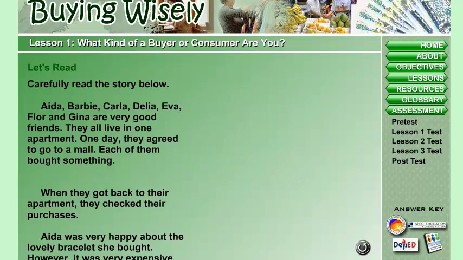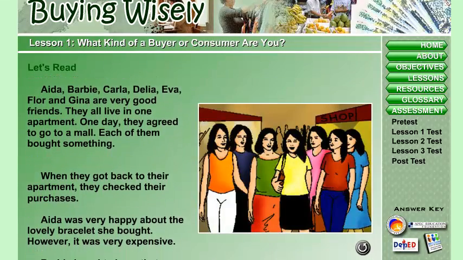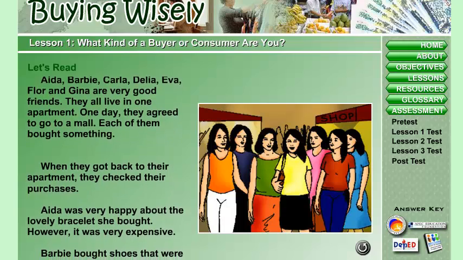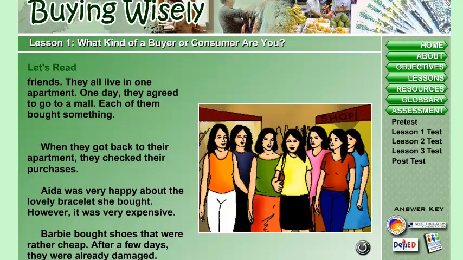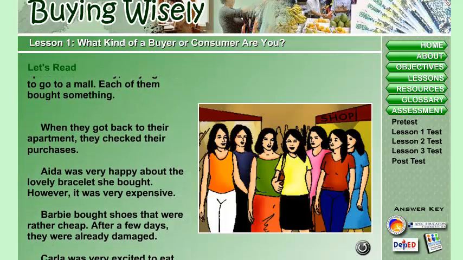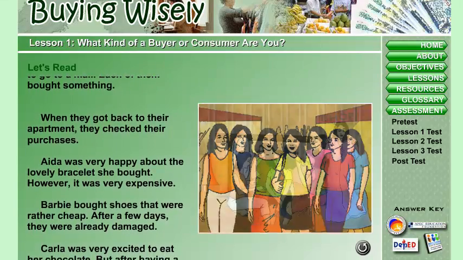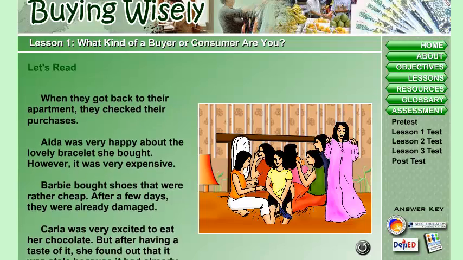Let's read. Carefully read the story below. Ida, Barbie, Carla, Delia, Eva, Flor, and Gina are very good friends. They all live in one apartment. One day, they agreed to go to a mall. Each of them bought something. When they got back to their apartment, they checked their purchases.